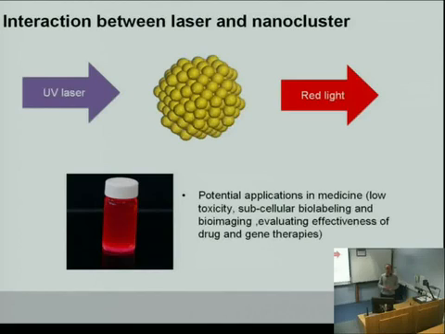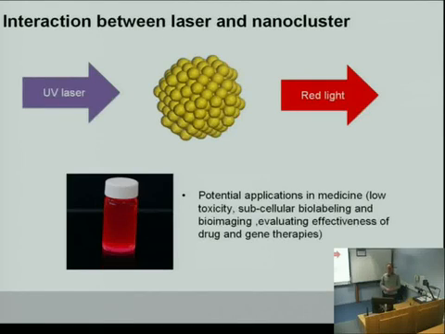Now, incidentally, the reason that gold has been chosen is that it's relatively non-toxic. So obviously we want that when we use nanoclusters for bioimaging or biolabeling of parts of cells, for example. And what can happen is the nanoclusters, because they're so small, can move quite freely through cells, relatively unhindered, and because they're non-toxic, they don't have a harmful effect on the cell. And this can be used in, as I said, biolabeling, bioimaging. It can be used to evaluate the effectiveness of drug and gene therapies as well, for example.